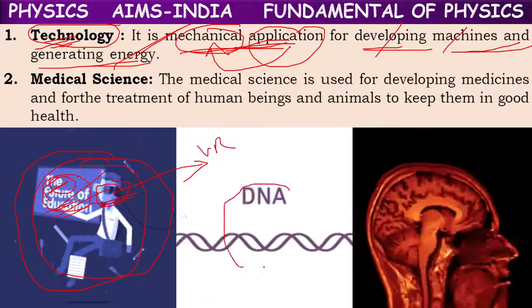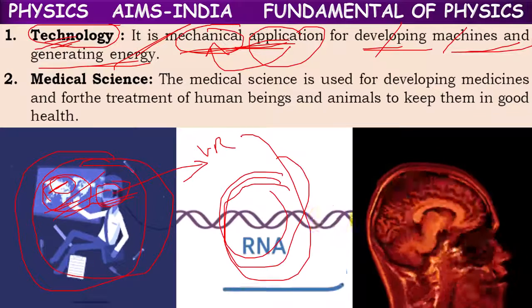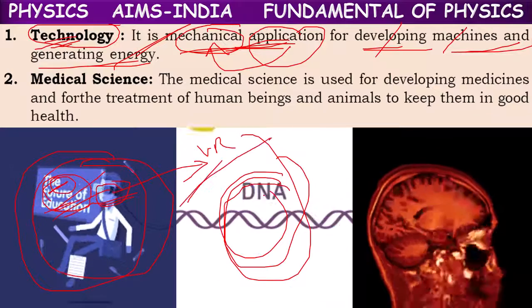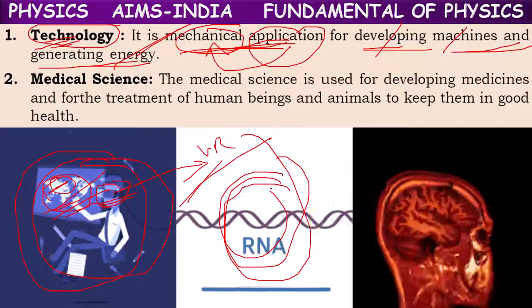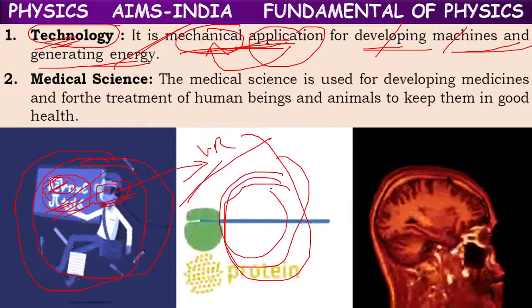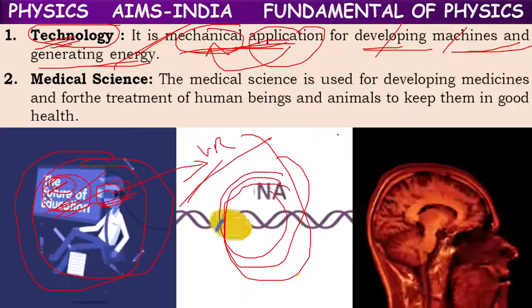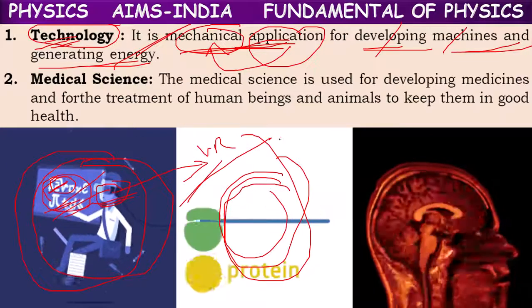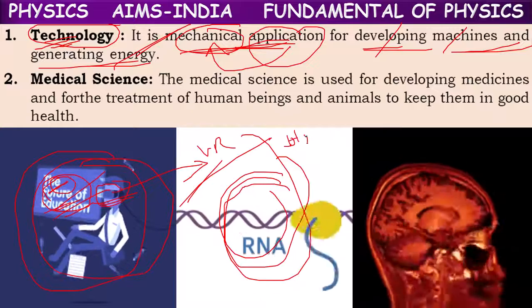Or the structure of RNA, DNA, or the structure of proteins. With the help of these, we are trying to develop new kinds of revolutions in agriculture or in poultry. Means we are developing new kinds of breeds, like hybrid. We call it hybrid.